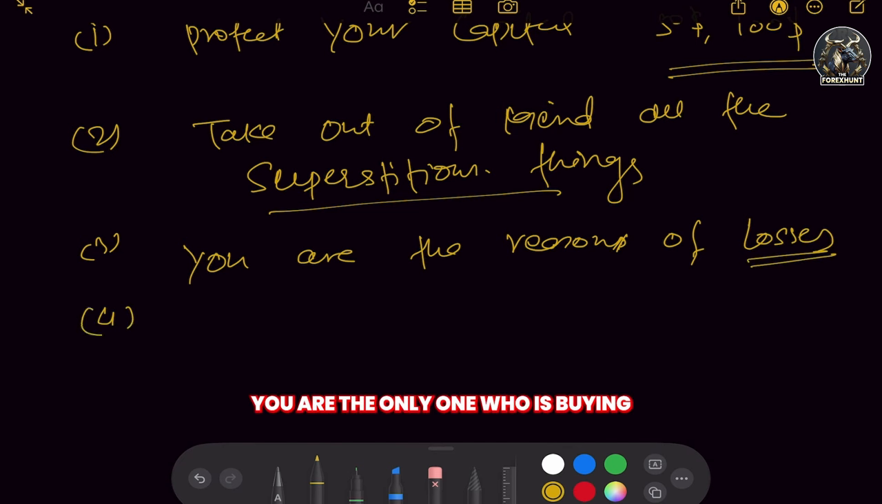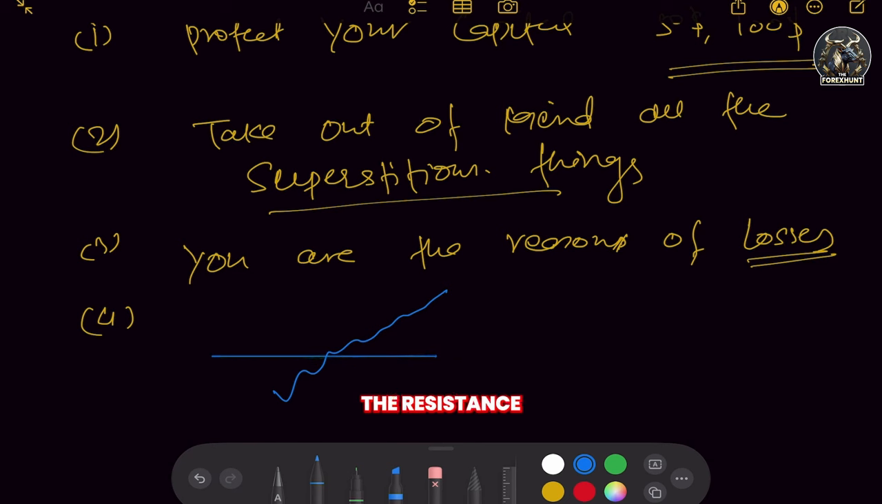You are the only one who is buying or selling in the market. You see the market going in an upward direction and automatically you press a buy. For example, the market is going in this direction. You found, wow, this broke the support, this broke the resistance, now I need to buy. You press a buy and the market shoots.